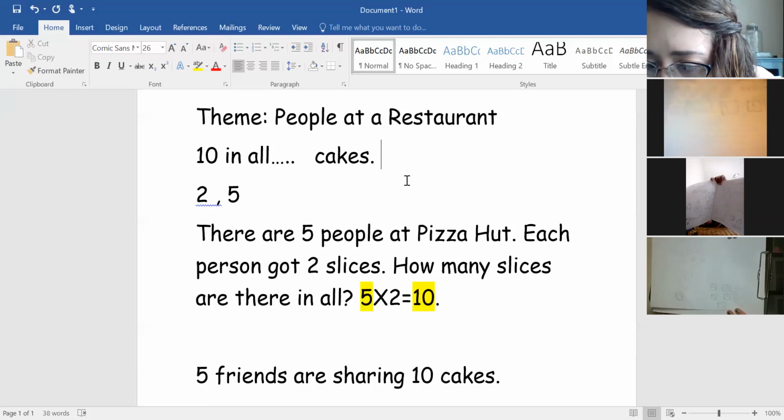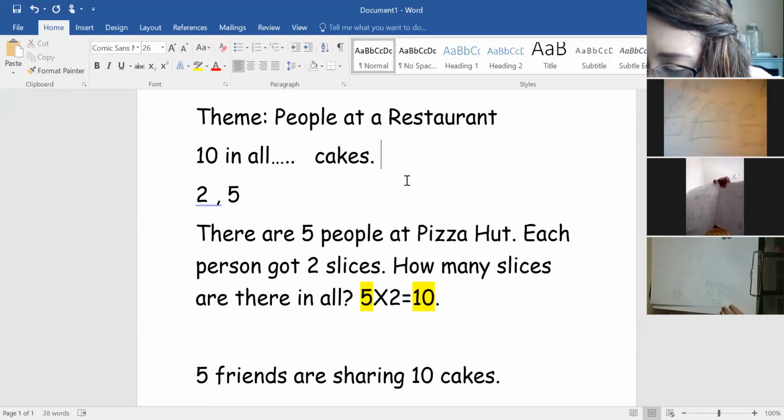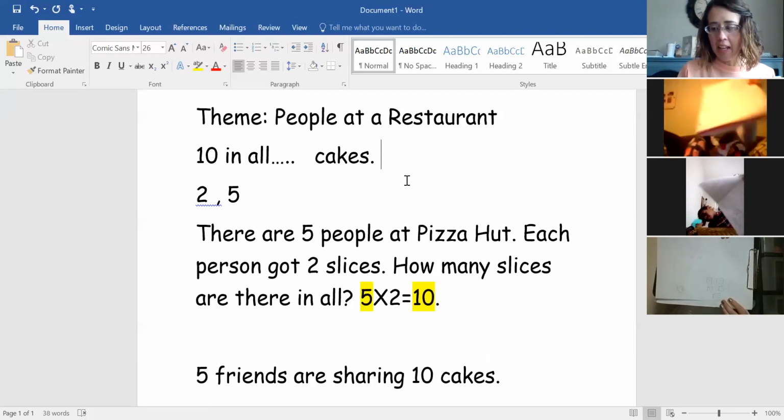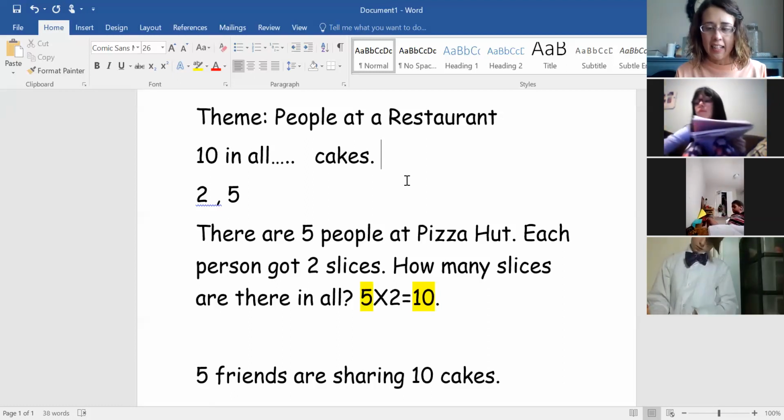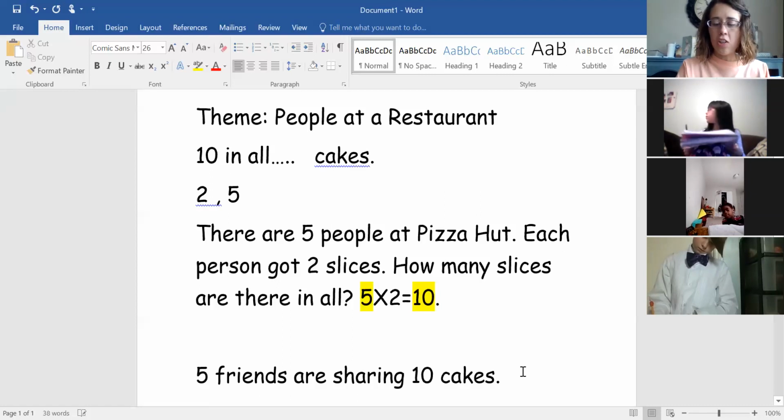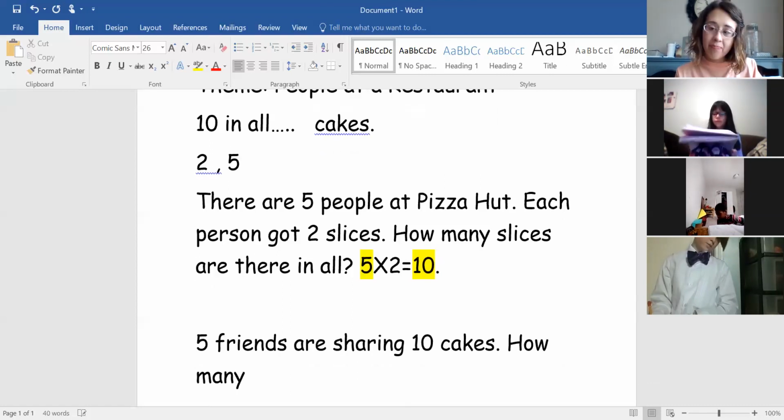Great job. Let's finish writing our word problem then. 5 friends are sharing 10 cakes. What would my question be? How many?